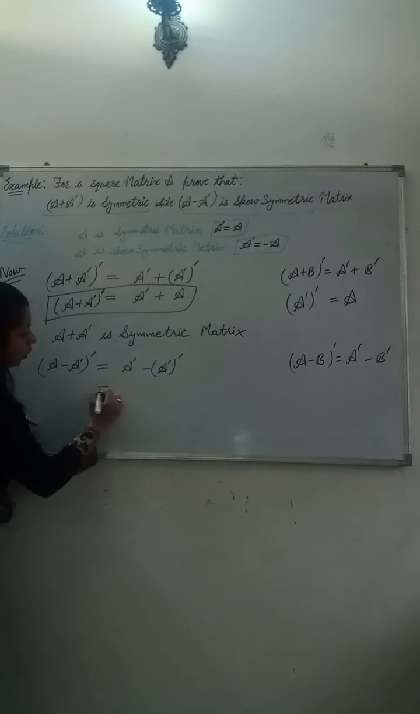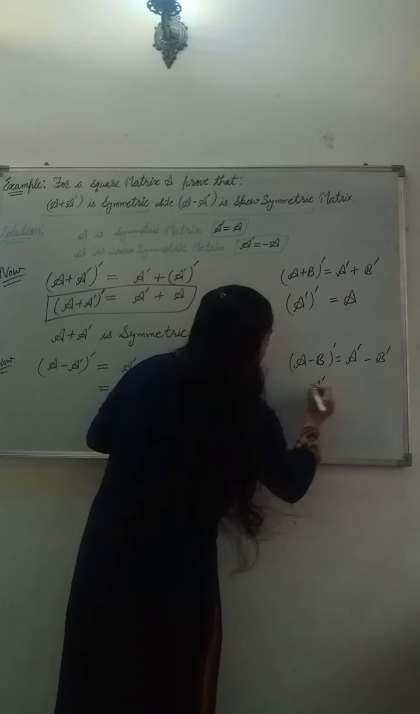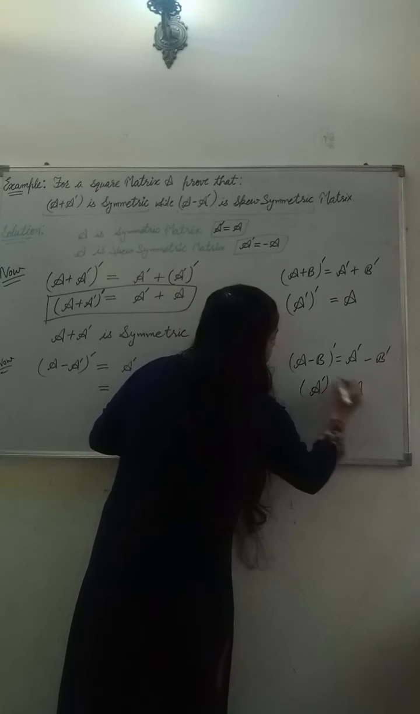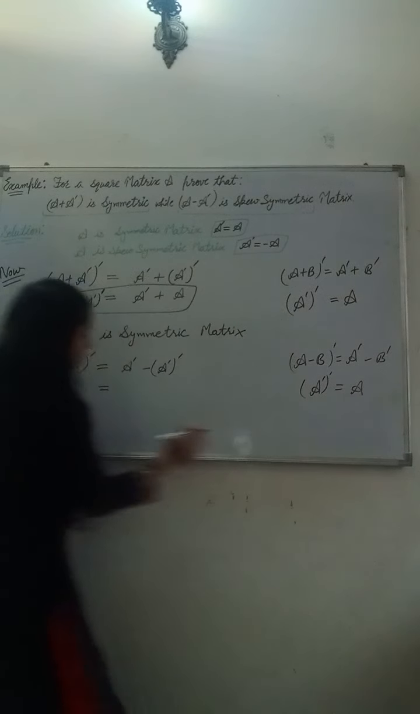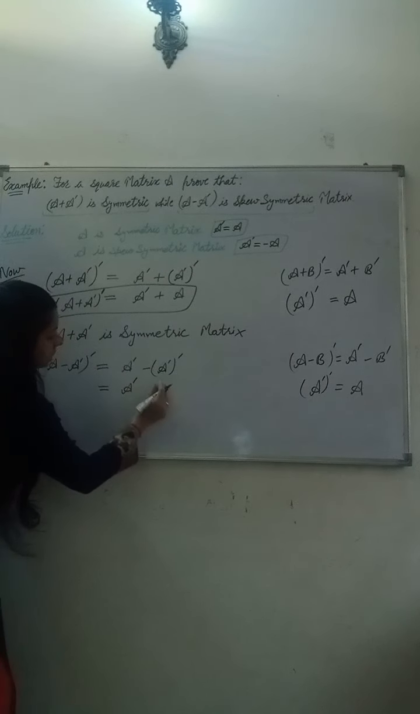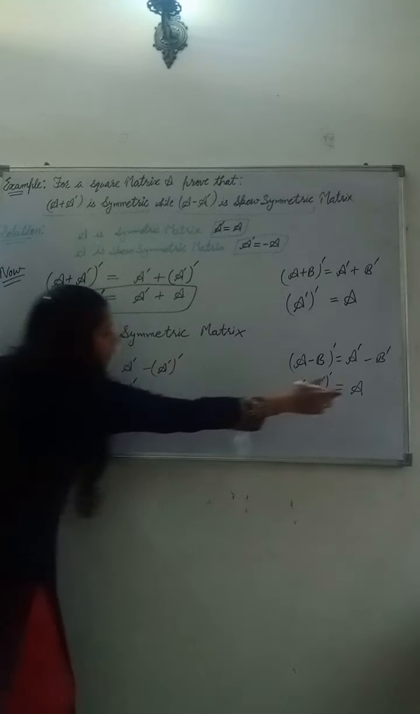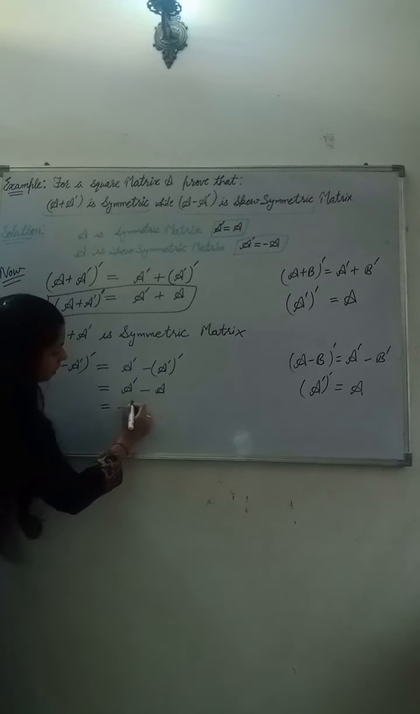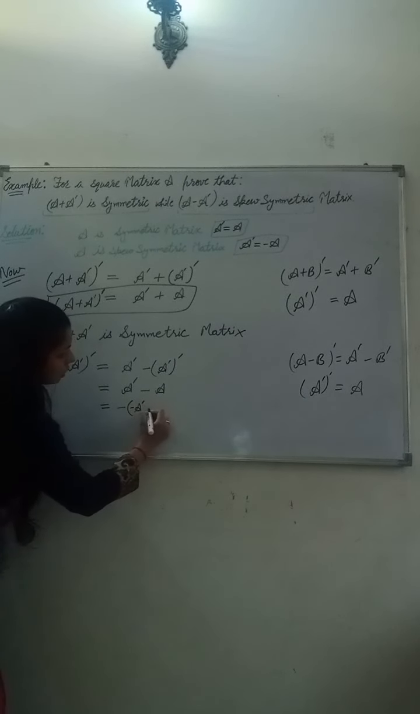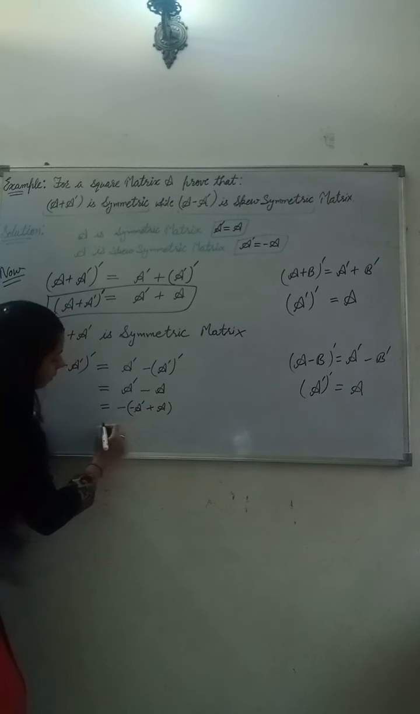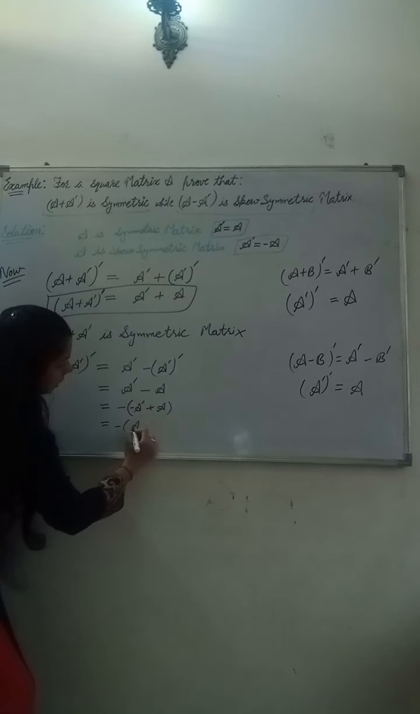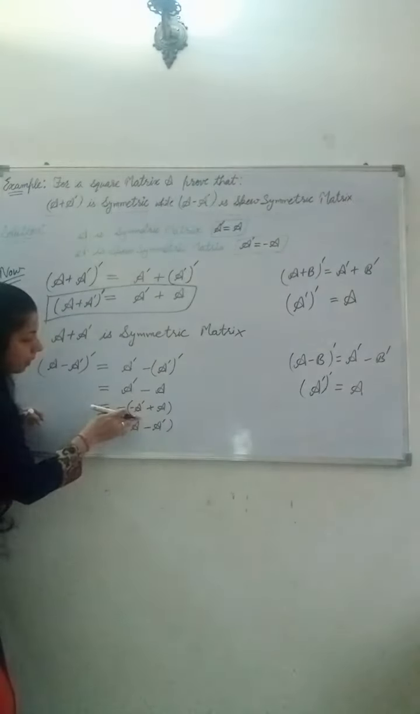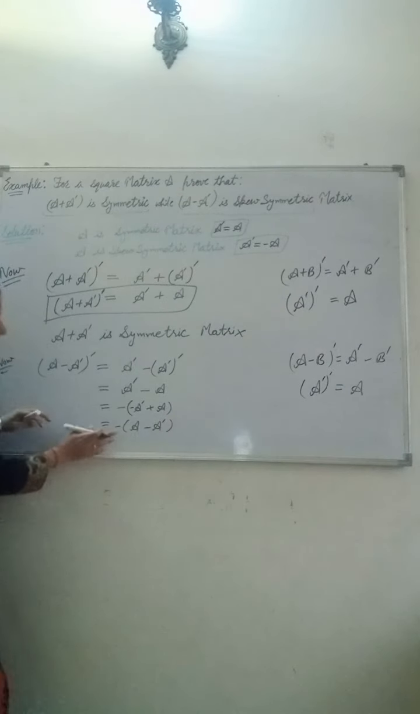Now I know the fourth property of transpose, that is A double dash is equal to A. It means A dash minus, this can be written as A. Here A. Now take minus common from this: minus A dash plus A, and it can be written as minus A dash, because of the commutative property. I can write it as this. Minus is outside the bracket.